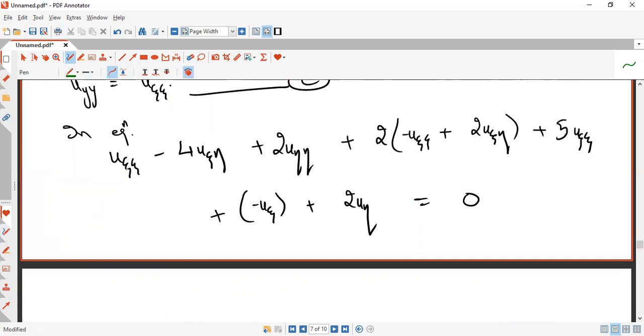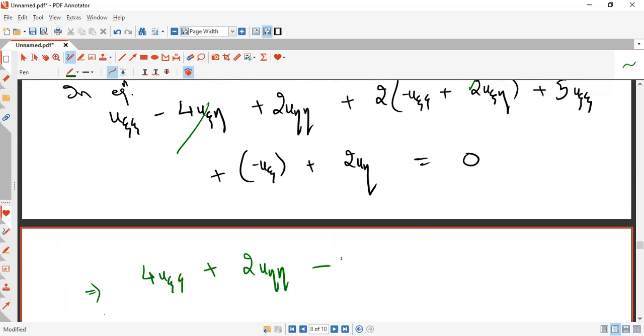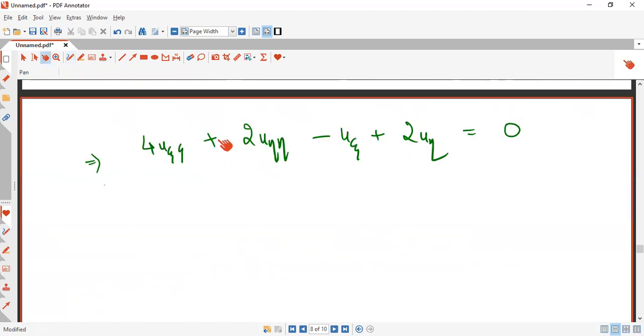Four u xi. This is getting cancelled. Coming 4 u xi plus 2 u eta eta minus u xi plus 2 u eta. This is the solution, right?